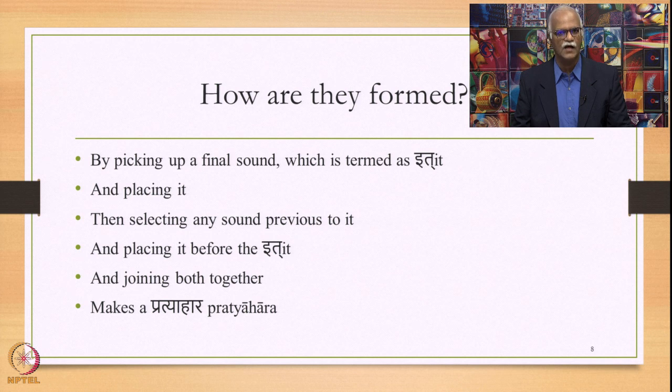So first you pick up a final sound which is termed as it, and what is it will be clear later on. Let me repeat, by picking up a final sound which is termed as it and placing it in front of you or on paper somewhere, then selecting any sound that comes previous to it, and then placing it before this it, and now joining both together, such terms are formed, ak, ach, hal, etc. And these are the Pratyāhāras. So doing this entire process makes a Pratyāhāra.